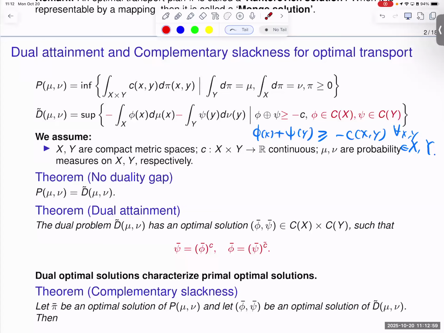And in the end, what we have is that these dual optimal solutions are c-convex functions. They are the c-transform of some functions, but the other functions are just the other function in the pair. So psi bar is the c-transform of phi bar, and phi bar is the c-transform of psi bar. So phi bar and psi bar have this mutual property, which is important for us.